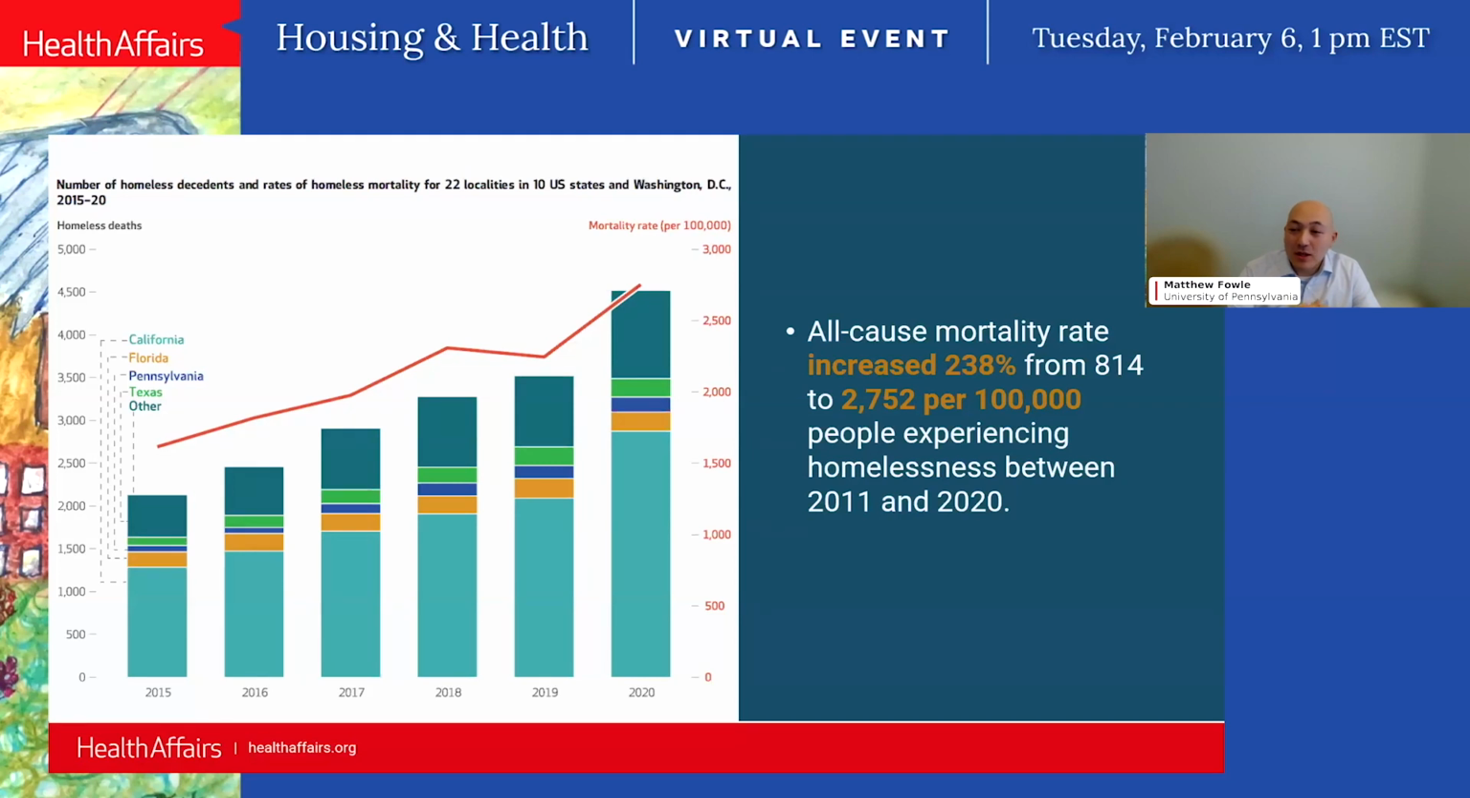238% increase in the all-cause mortality rate among people experiencing homelessness between 2011 and 2020. And this resulted in a 2020 homeless mortality rate that was 3 times larger than the rate for the general population. Next slide, please.